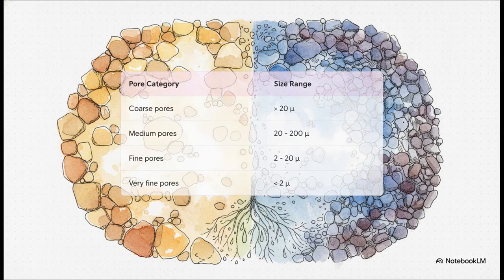We can actually break these pore sizes down even further into specific size ranges measured in microns. As you can see, coarse pores are greater than 20 microns, medium pores range from 20 to 200, fine pores are between 2 and 20, and very fine pores are incredibly tiny, less than 2 microns. Generally speaking, clays and clayey soils possess a much greater number of those vital micro-capillary pores.